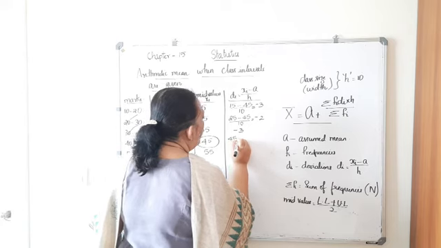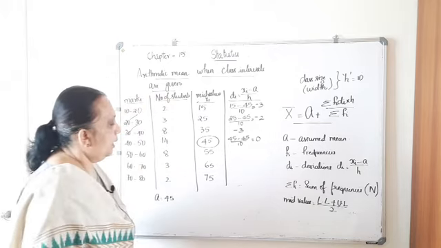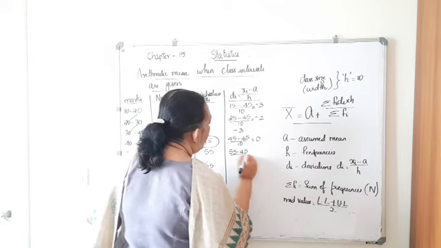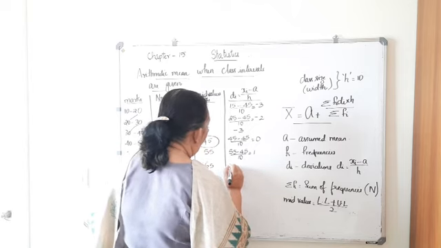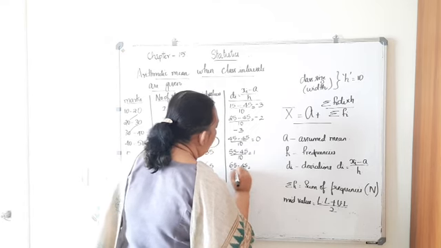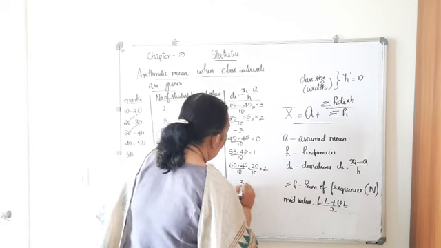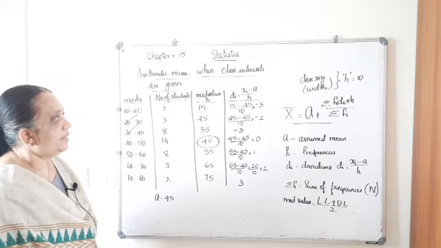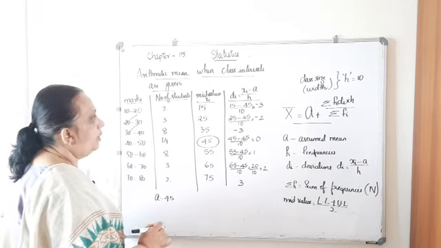35 minus 45 divided by 10 gives you minus 1. 45 minus 45 divided by 10 gives you 0. And now 55 minus 45 divided by 10, that is equal to 10 by 10, which is equal to 1. 65 minus 45 divided by 10 is equal to 20 by 10, which is equal to 2. And the last one will be equal to 3. So we have got di, the deviations. Di is xi minus a divided by h.